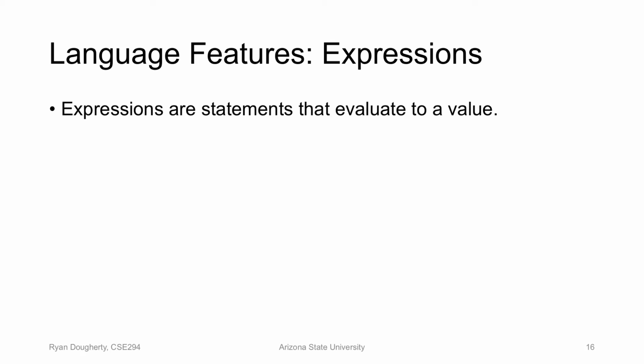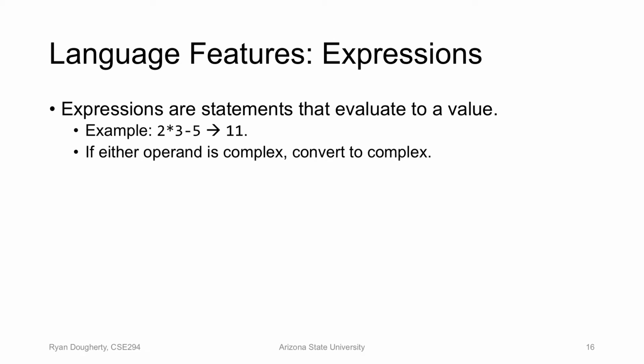2 plus 3 is an expression which evaluates to 5. 5 times 3 is an expression which evaluates to 15, etc. So obviously we can have mathematical statements like 2 times 3 minus 5, and the value of that is 11. If either operand is the complex type, it'll convert to complex. We're not going to be using complex a lot, but it's worth noting that some types will implicitly convert to other types. Whereas for ints and str, we saw that the integer did not implicitly convert to a str, but it does here. So if either operand is a complex number, whatever the other one was, the result is still going to be a complex number.